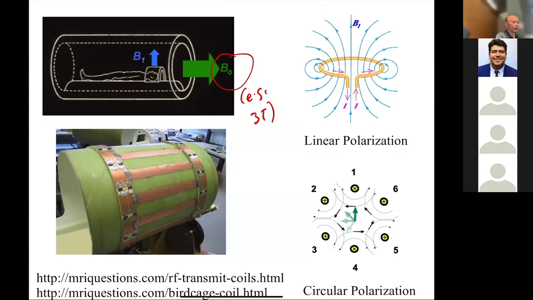Okay, so that's why you can just generate them with little wires and things. For example, the simplest coil would be this loop coil here, where it's just a loop of wire, and it's going to generate B1 fields, just from Maxwell's equations.